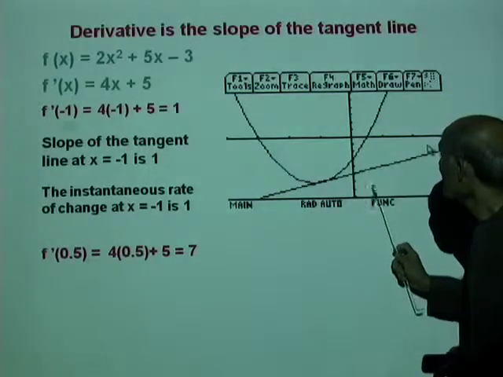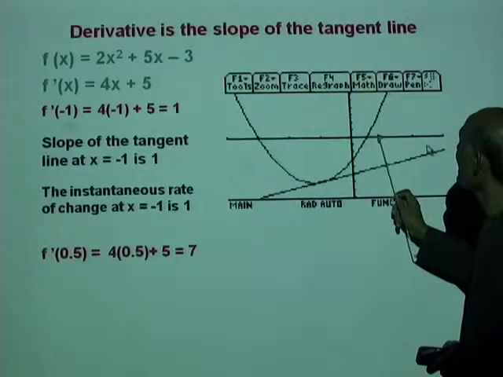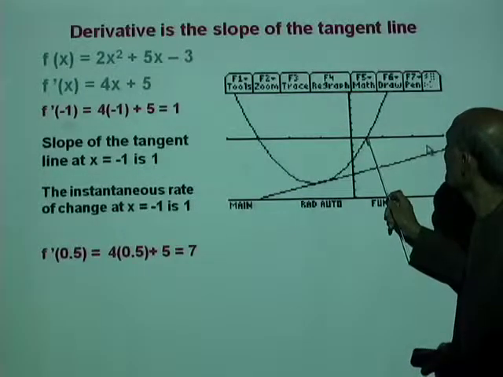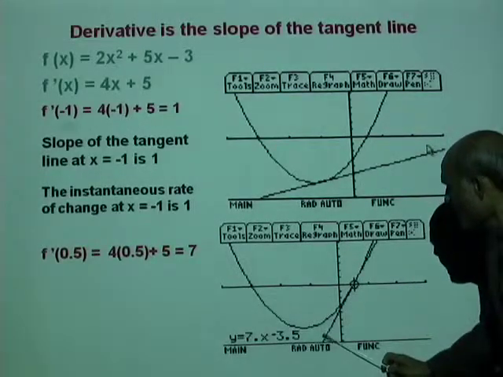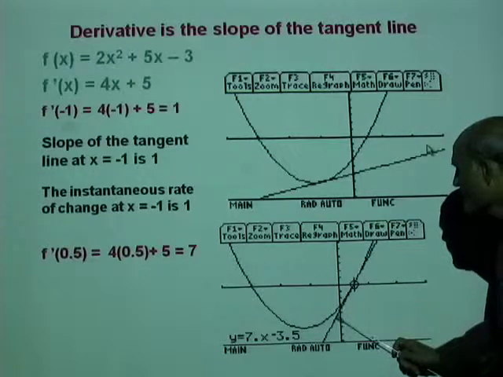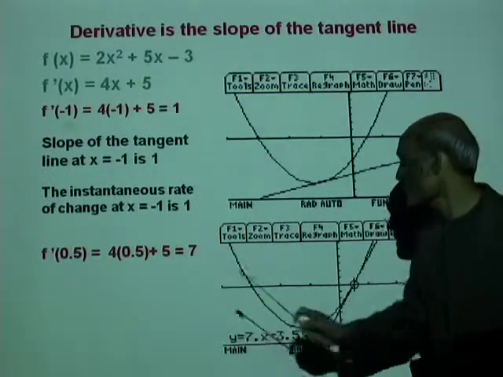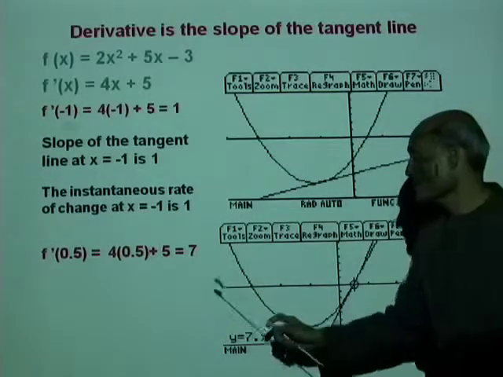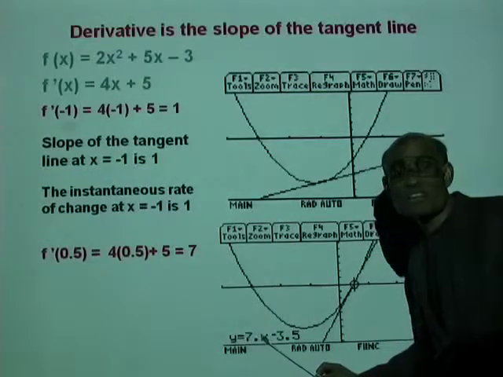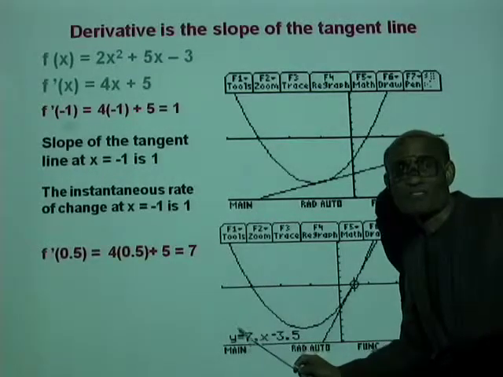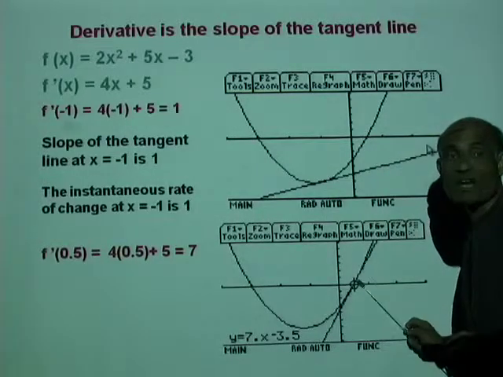So if you come to x equal to 0.5, this is x equal to 1, so x equal to 0.5 is this. There you are. This is x equal to 0.5, and I have drawn the tangent line there, and the slope of that tangent line is 7. Now look at that. The calculator gave you the equation of the line, y equal to 7x minus 3.5. What does that 7 represent? It is the slope of that tangent line.